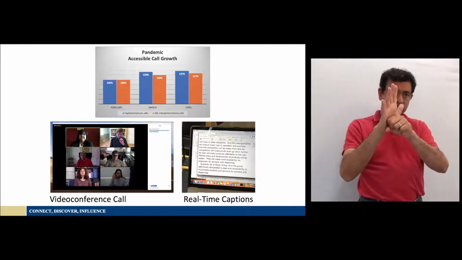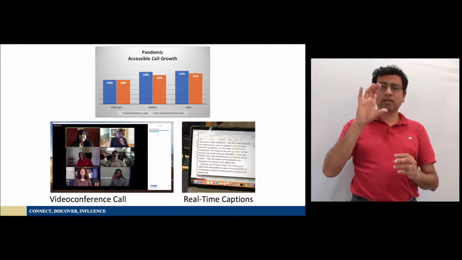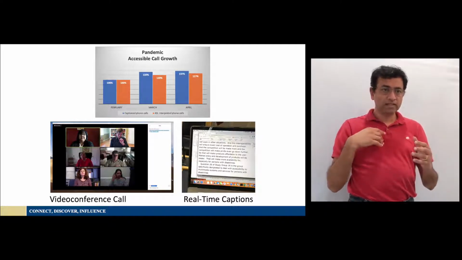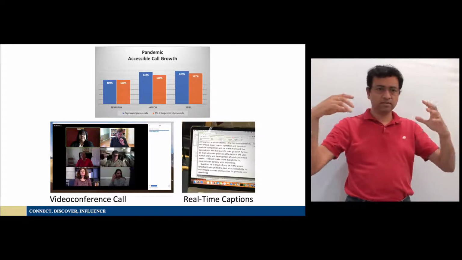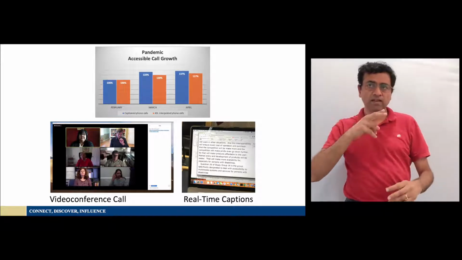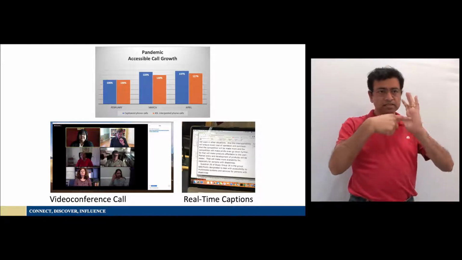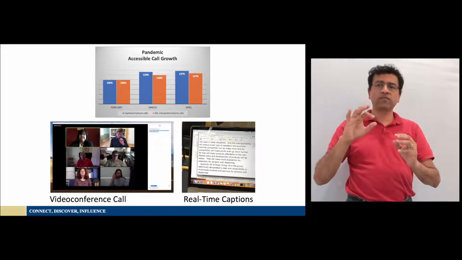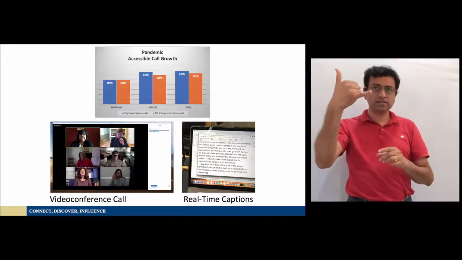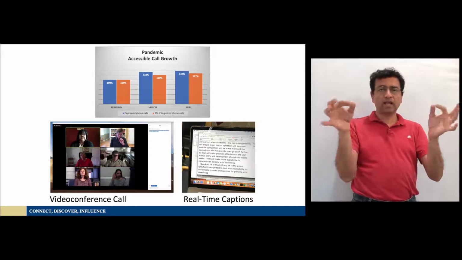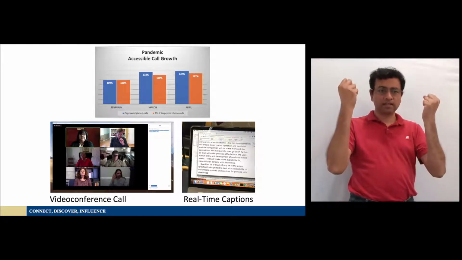Since COVID, teleconferencing software use has exploded, including for deaf and hard of hearing people. For example, the number of accessible phone calls for both captions and sign language has increased by 30% in the first 2 months since this all started.